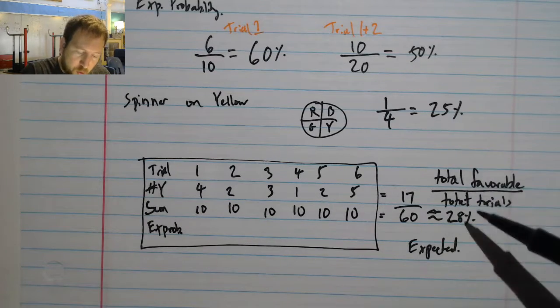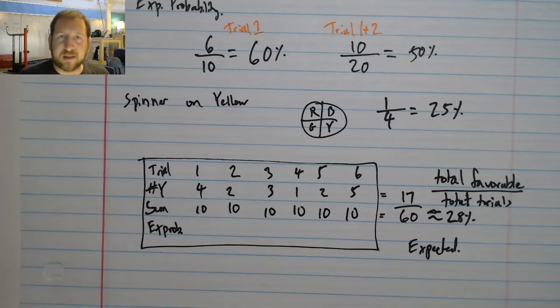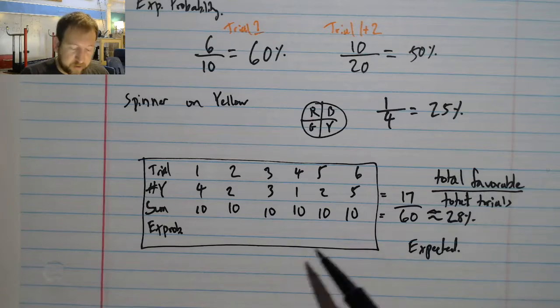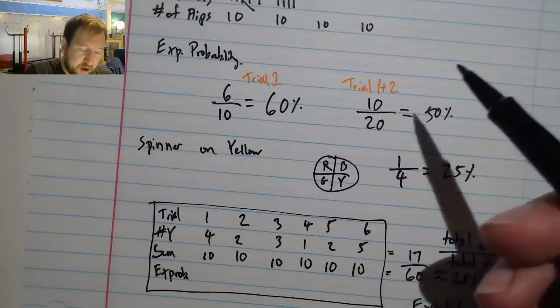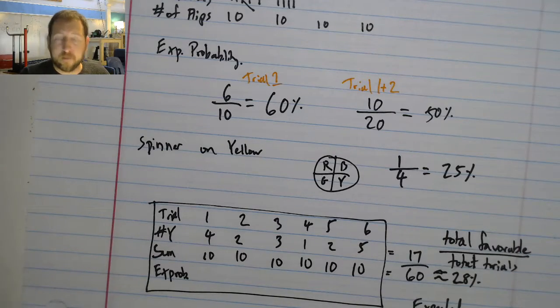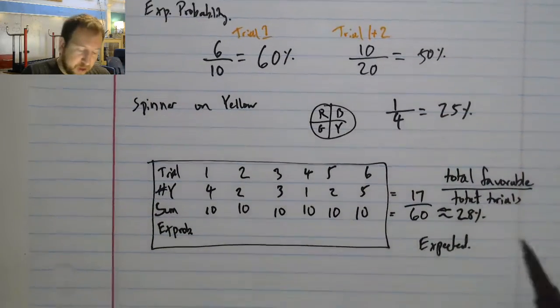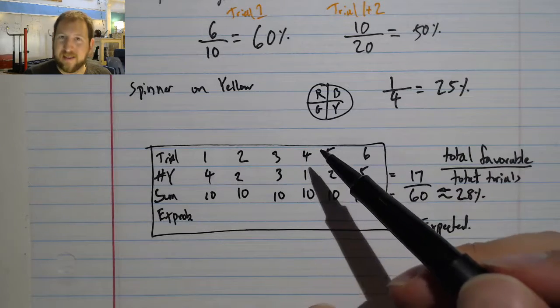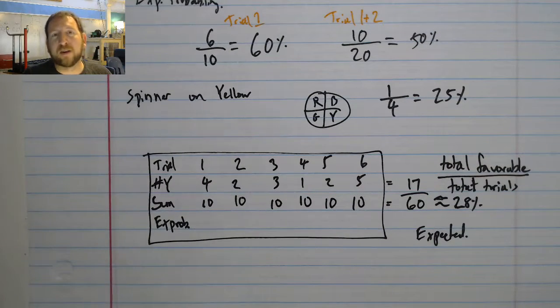So I didn't get quite there, but it's pretty close, and that is what I would expect with only this many trials. Now with a coin, there's only 2 options, so I would expect it to vary more widely. I got kind of lucky up here. The more options that I have, usually the longer it takes to get close to that expected probability.